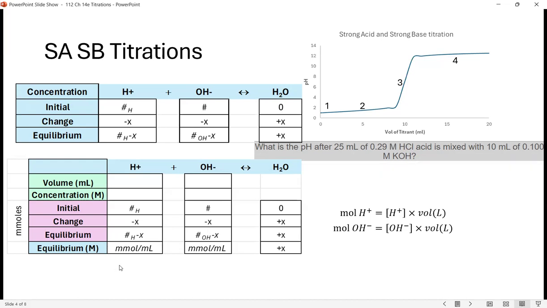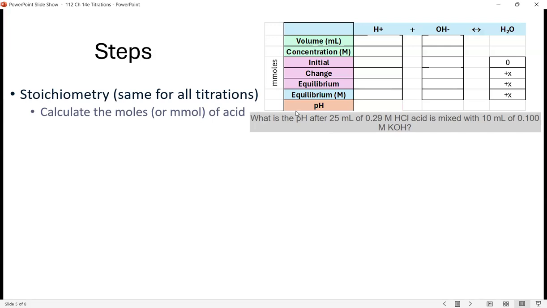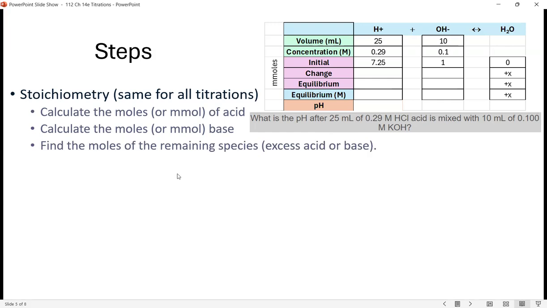So let's focus on this problem and see what it looks like. We have a volume and a concentration for the acid, so that allows us to calculate the moles of the acid. And we have a volume and concentration of the base, so that allows us to calculate the moles of the base. Now that we have those moles, we can do our stoichiometry. This is the limiting reagent, so it's going to go to 0, and that dictates what that X will be.